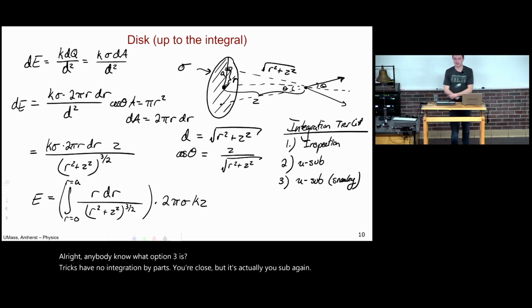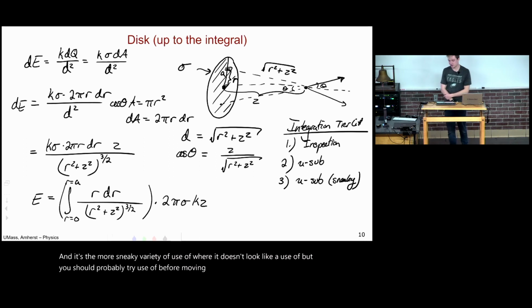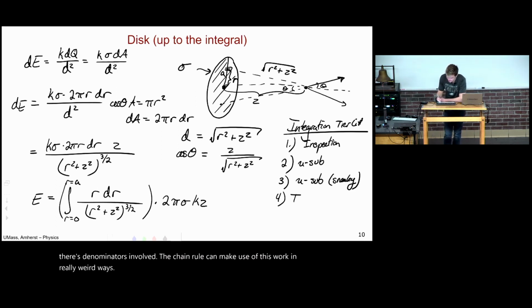And it's the more sneaky variety of U sub, where it doesn't look like a U sub, but you should probably try U sub before moving on. This is especially true if there's denominators involved. The chain rule can make U subs work in really weird ways. Way 4, integration by parts. And then way 5 is going to be trig sub. This is extremely rare.